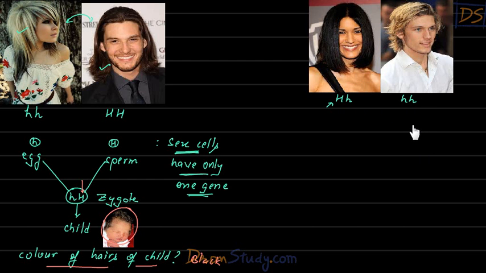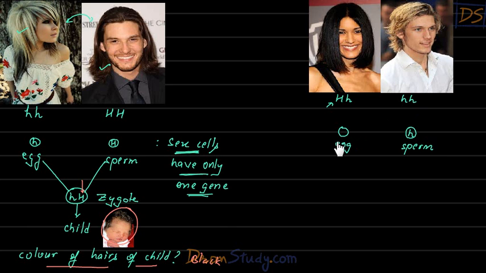Now what happens if they reproduce? See, egg will come from the female side, sperm will come from the male side. And these sex cells will have only one gene. So this sperm will have only one of these two genes, so obviously it will have a small h because both are small h. But what about this egg, students? This is egg and this is sperm.